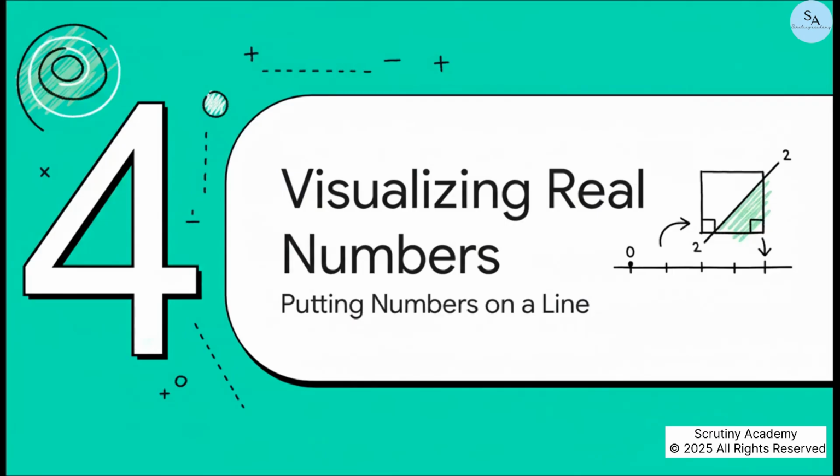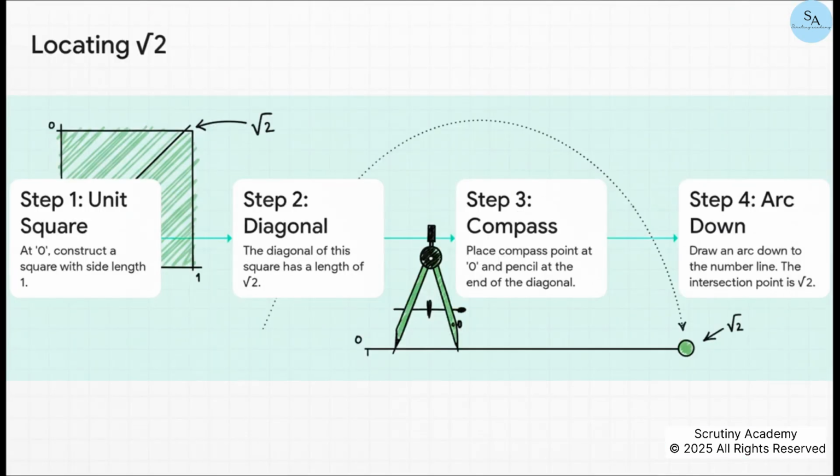Okay, so it's cool to know these irrational numbers exist. But how on earth do you actually find one, like the square root of 2, on a number line? I mean, you can't just measure it out. Well, it turns out you can pinpoint its exact location with some pretty simple geometry. This is actually a beautiful little construction you can do yourself.